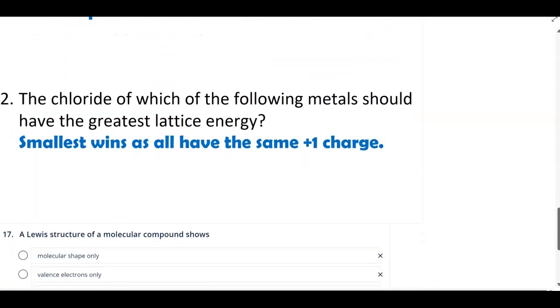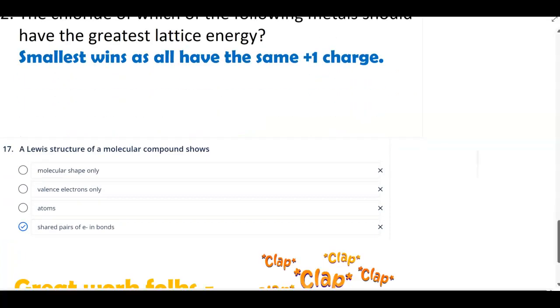Now, on to the multiple choice. The chloride of which of the following metals should have the greatest lattice energy? And they were all chlorides, and they were all group 1 elements. And so the smallest ion wins, and that would have been the lithium choice.